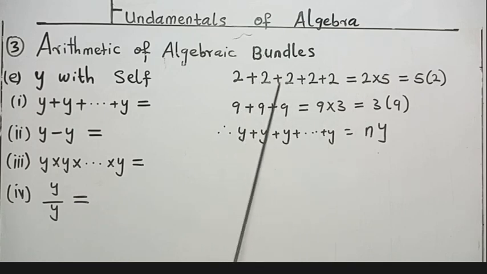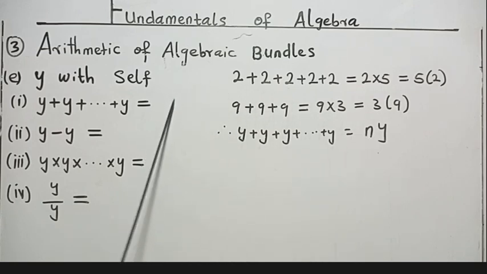2 appeared 5 times here. See the 5. 9 appeared 3 times here. See the 3 here. Y appeared a number of times unknown to us. N now means the number of times unknown. Therefore, the result of this is equal to what you have here. Please put it here.